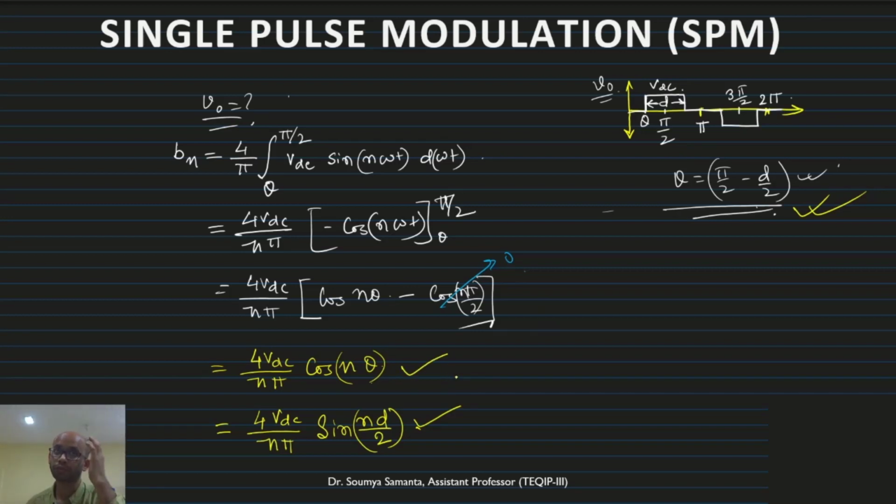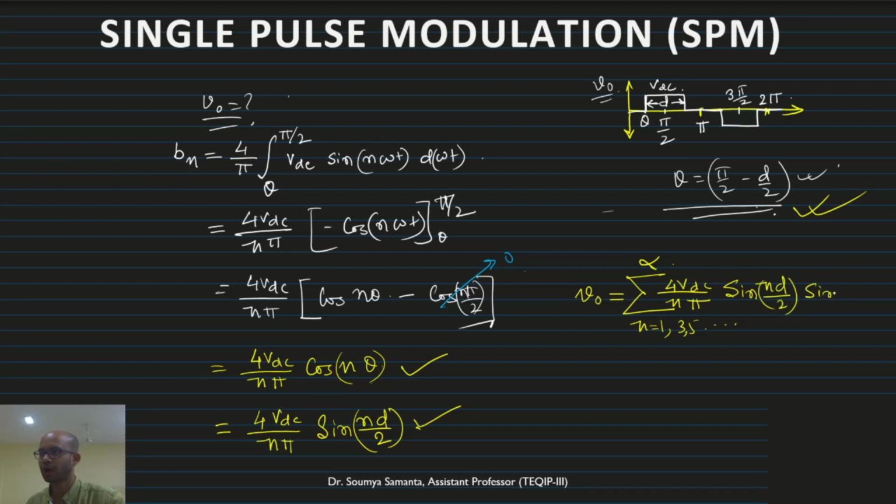So now if I write the V output expression, that will be the summation of n equals 1, 3, 5, like this to infinity, of 4 VDC by n pi, into sine of n d by 2, into sine n omega t. This is the final expression of the output.